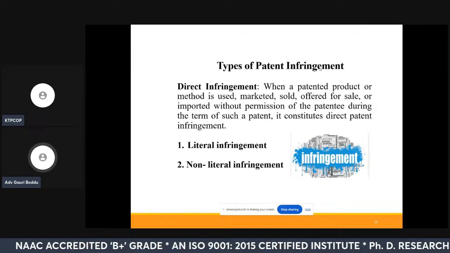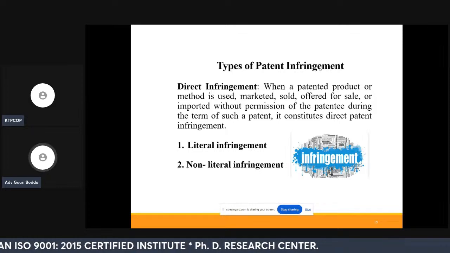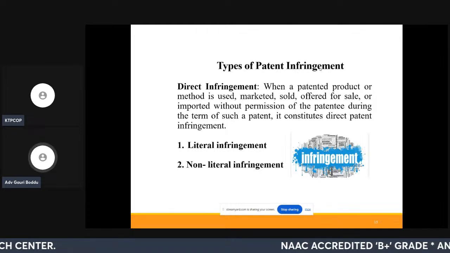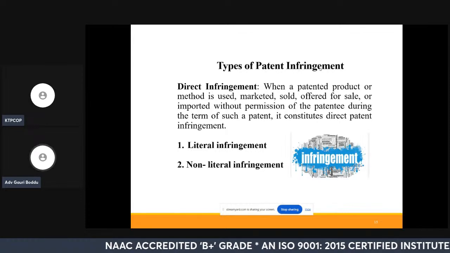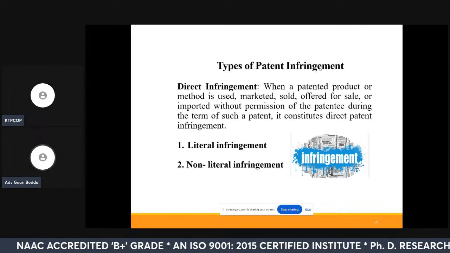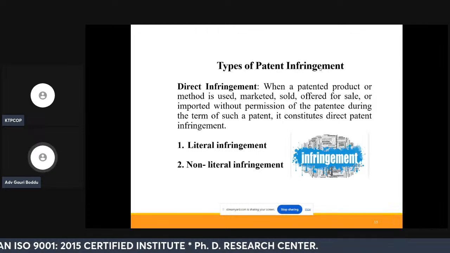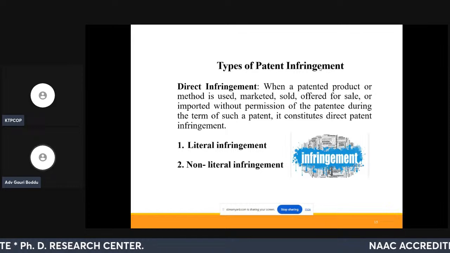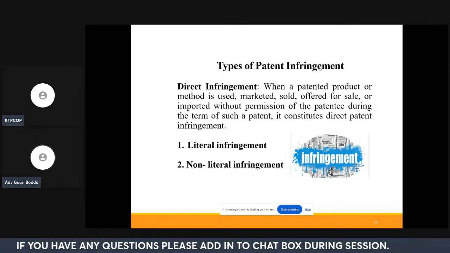And now non-literal infringement. Non-literal infringement is the type of patent infringement where the infringer has made an equivalent product or process to the patented product or process and has been using, selling, marketing, offering for sale, or importing the same without permission of the patentee during the term of such a patent. So these are the types. Now we'll discuss more about these in brief.